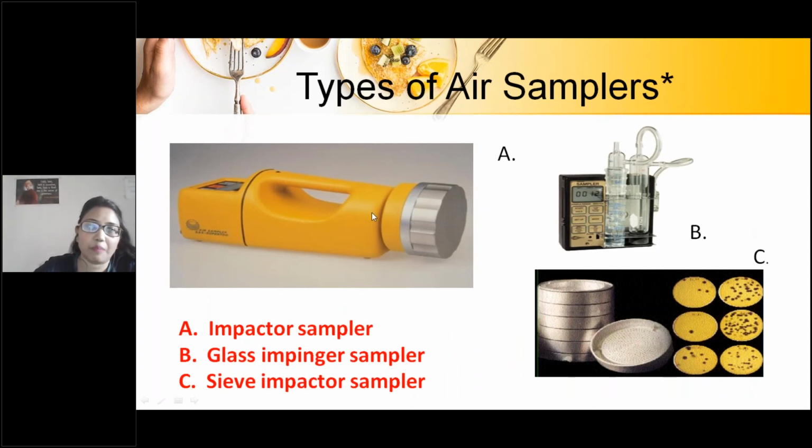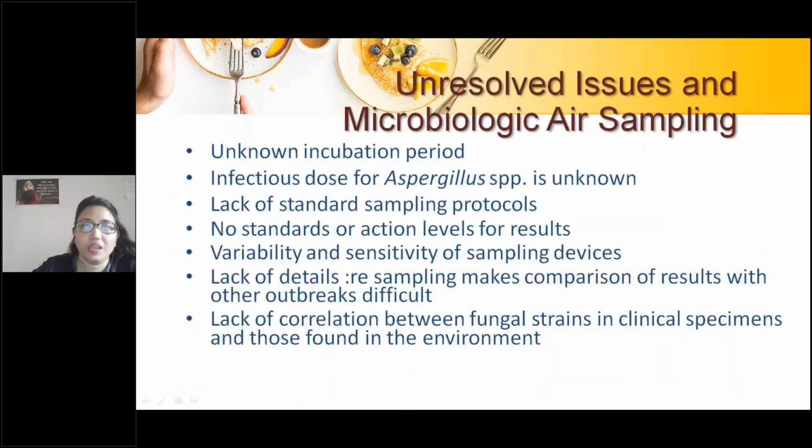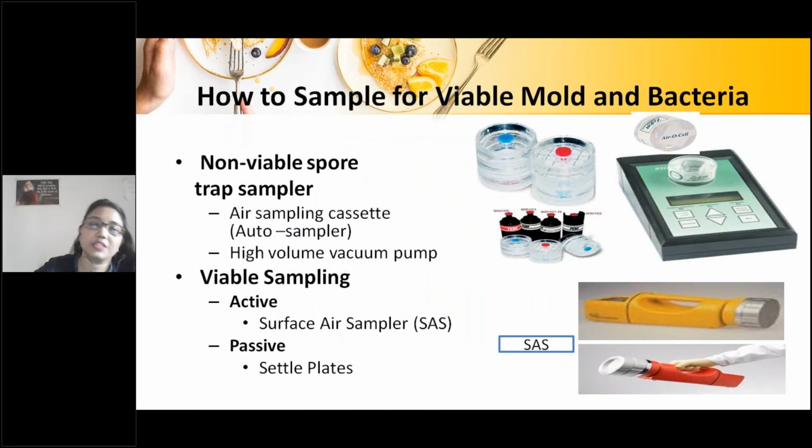This is an impactor sampler where air is drawn in through one nozzle. Then this is a glass impinger sampler, and this is a SEV impactor sampler like we saw in the video. So this is the nozzle. So this is like a SEV. So what happens is because of lack of standard sampling protocols, even though we have standards, it can be highly variable, and then we have to correlate between the different organisms that we isolate.